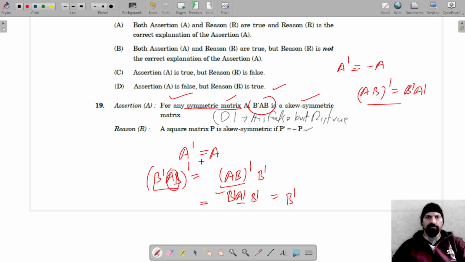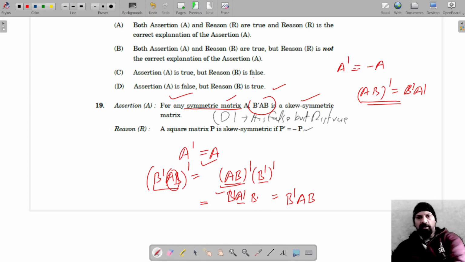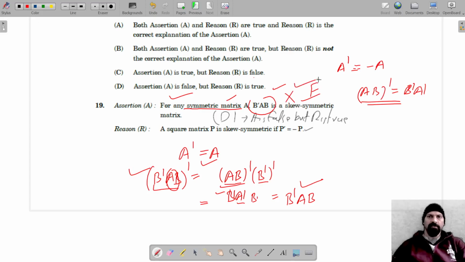Now, A is symmetric, so A transpose is equal to A. If you use this formula on this, so this is B transpose and A transpose. And transpose of transpose is the matrix. So this is B. Now we have B transpose into AB, and that means the transpose of this matrix is B transpose AB. It's not equal to negative. So this is not a skew matrix, which is false. So this assertion is false.